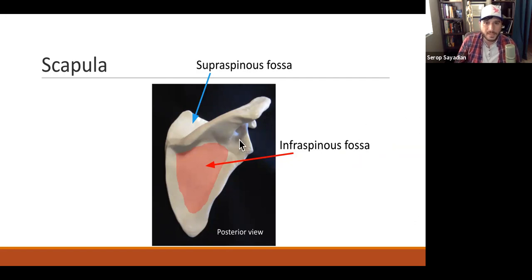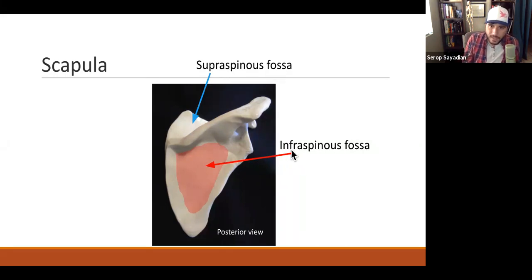All right, next we have a few more fossas. Remember, a fossa is an indentation. These ones are actually not too bad if you just break the word down. What does supraspinous sound like? What is supra, first off? What does supra sound like? Superior, like above.